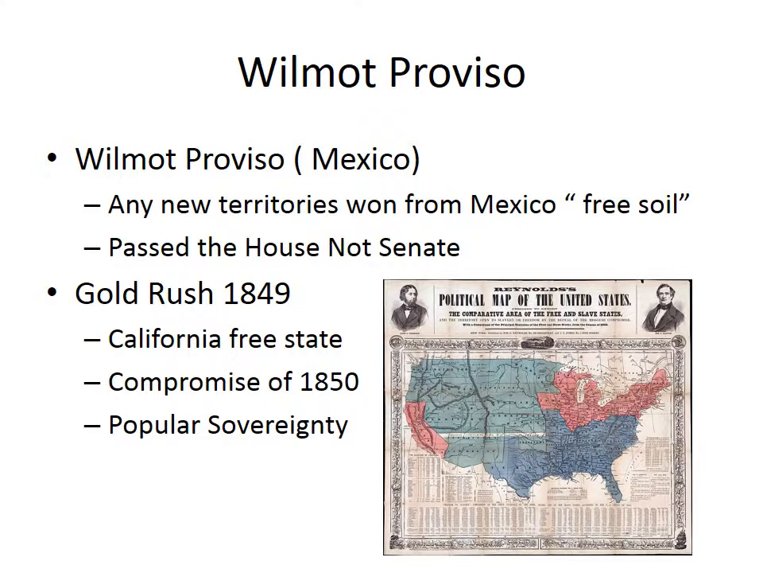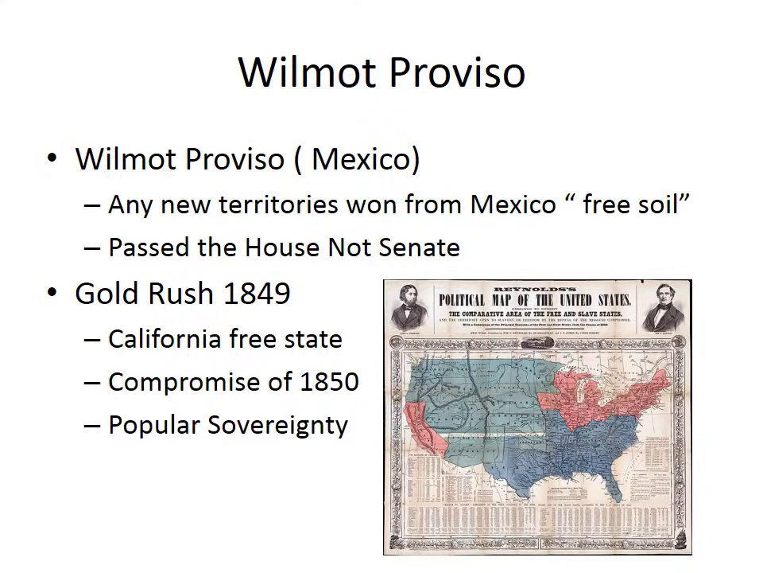Does it enter the Union as a slave state, or does it enter the Union as a free state? Of course, the Gold Rush leads California to want to be admitted, and California wants to be admitted as a free state. But of course, that's going to, again, upset this balance in Congress. So we are going to end up with another compromise.